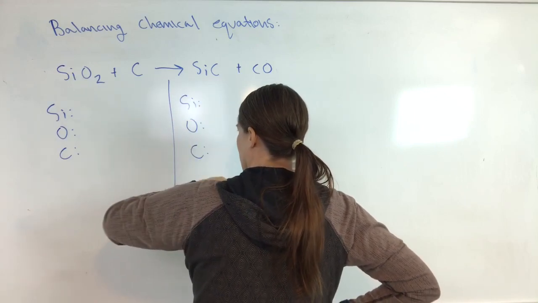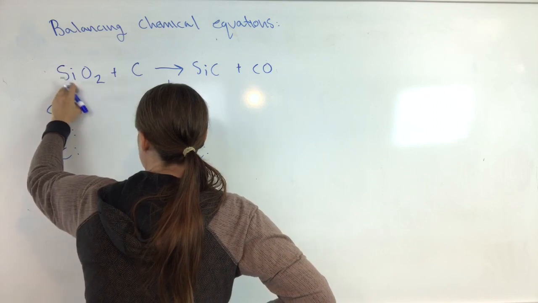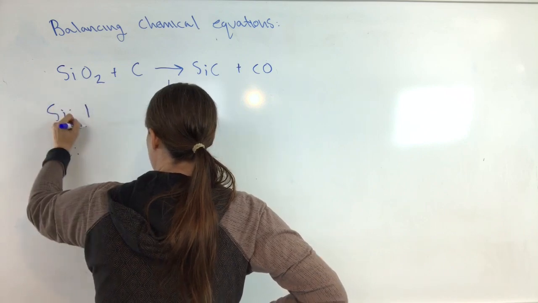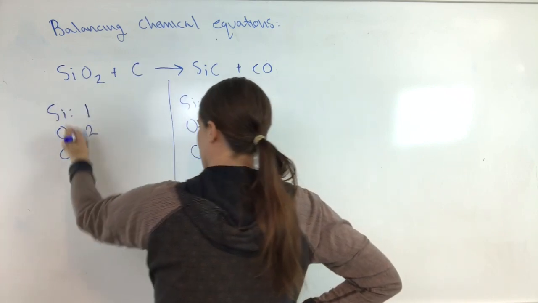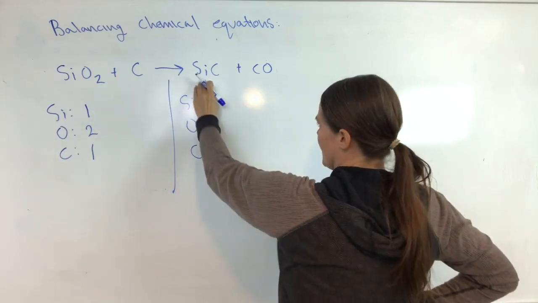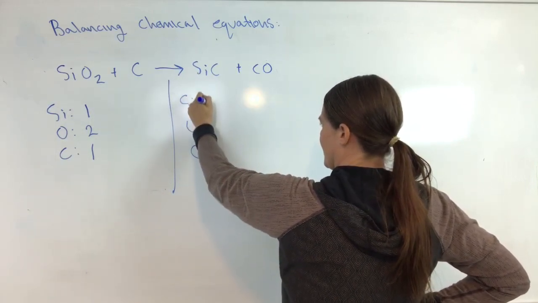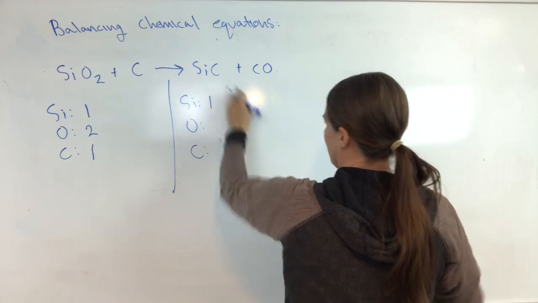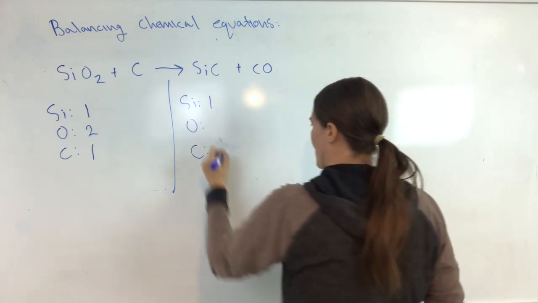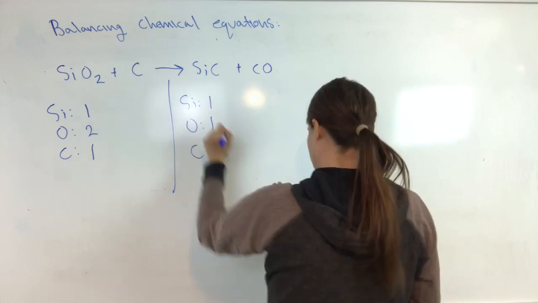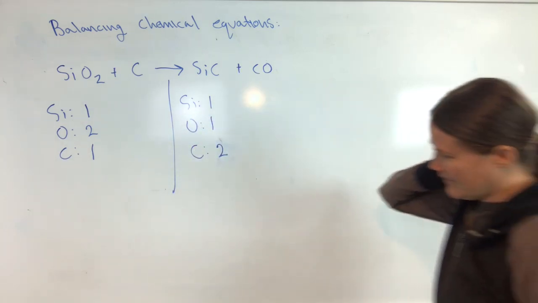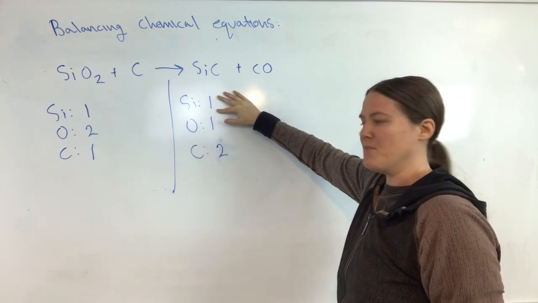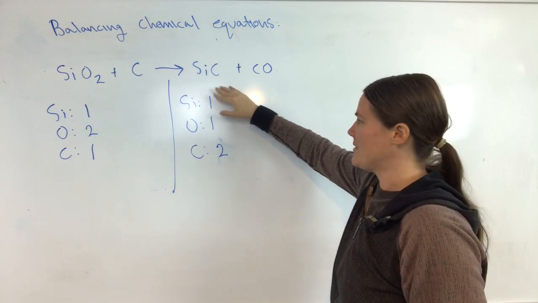Silicon, oxygen, carbon. So for the silicon dioxide, I have 1 silicon and I have 2 oxygens, and then I have a carbon here. So I have 1 carbon. And then over here, I have 1 silicon, 1 carbon, I actually have carbon in 2 of my products, so I have 2 carbons, and I have 1 oxygen. So now, first of all, the silicon is already balanced, so I'm not going to worry about that for now.